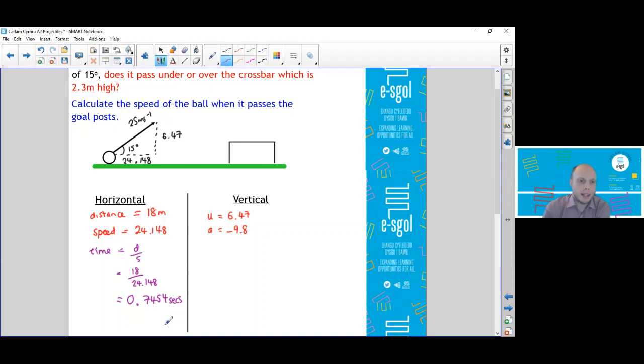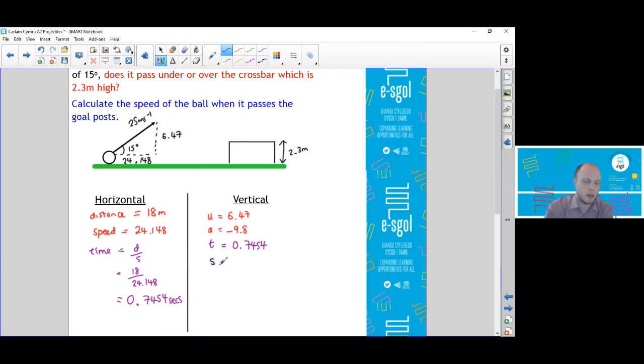That's how long it's in the air for, and at that point the ball will be at the goal. Now we still don't know whether it's gone over the bar or under the bar, but because I've got a time value now, I can fill that time value in over here. So that goes in there, and now I've got my 3 things. What am I interested in? Well, actually, I want 2 things. I want to know, does it pass under or over the crossbar, which is 2.3 meters high? So I want to know vertically its displacement S.